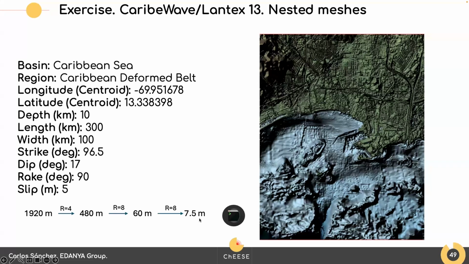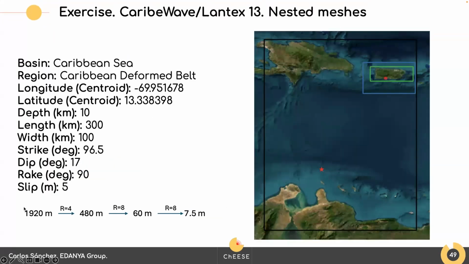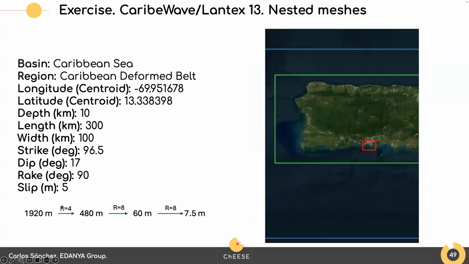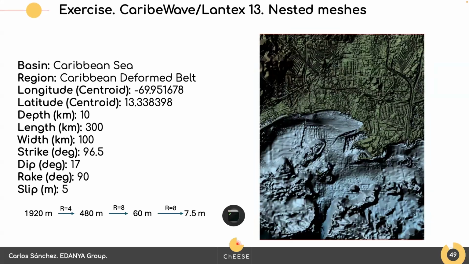So the idea is how we can achieve this high resolution for this area. Well, by using nested meshes, in order to have a big ambient grid in which we put our initial event, the initial condition of our fault event, okay, but then go up to 7.5 meter resolution. Okay, so let's work on the fly.